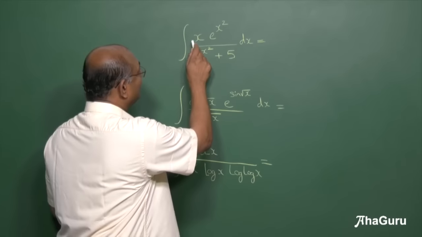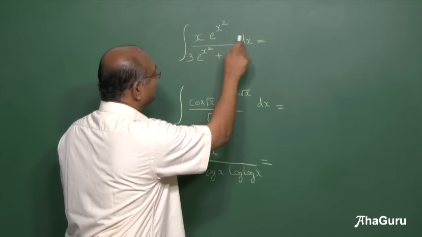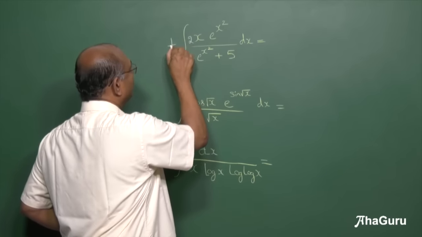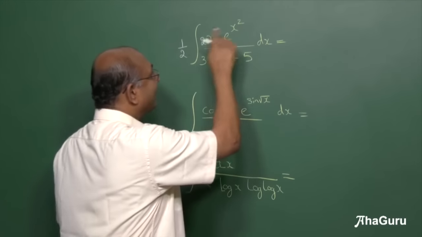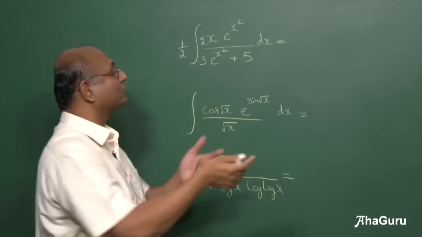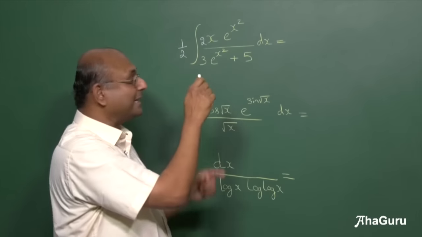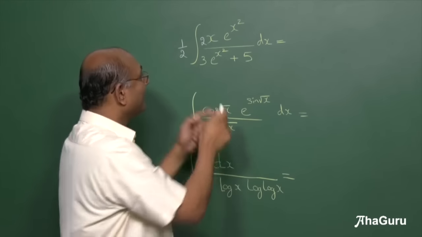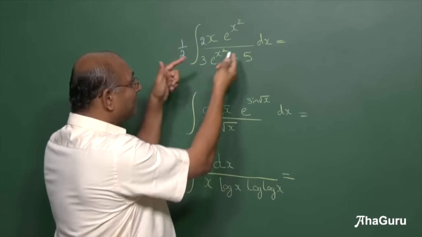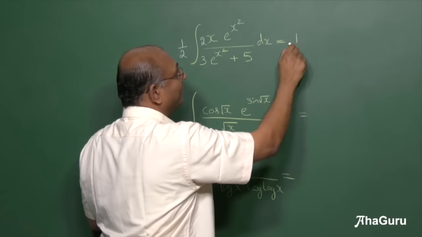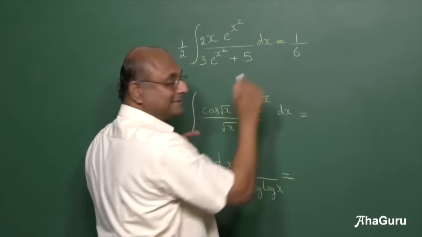So first what I will do is I will look at this question. First thing that can go inside is x. But I need a 2. I'm going to put a 1 by 2. 2x goes inside, becomes d of x square. So now this is inside d of x square. E power x square also goes inside d of e power x square. Now I need a 3. So I will multiply and divide by a 3. So I'm going to get 1 by 2 times 3, which is 1 by 6.